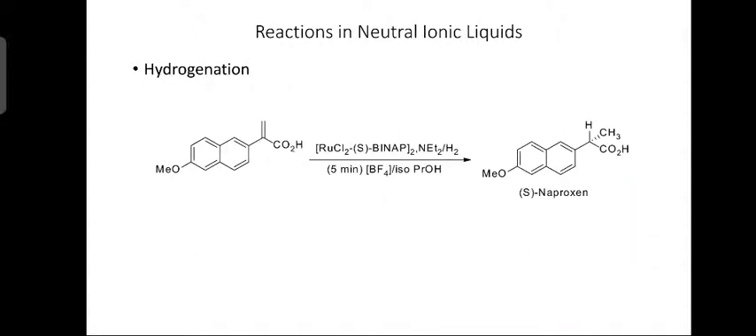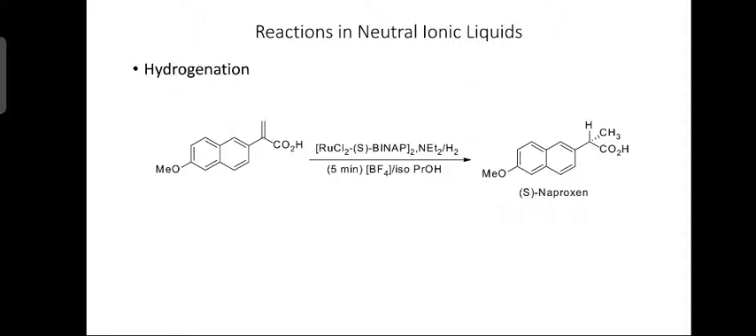Now let us study the reactions in neutral ionic liquids. Hydrogenation is one of the examples for reactions in neutral ionic liquids. The most important advantage of using neutral ionic liquids is that the reaction products can be easily separated from the ionic liquids and the catalyst. Using neutral ionic liquids, cyclohexene can be reduced to cyclohexane. Even benzene can be reduced to cyclohexane.